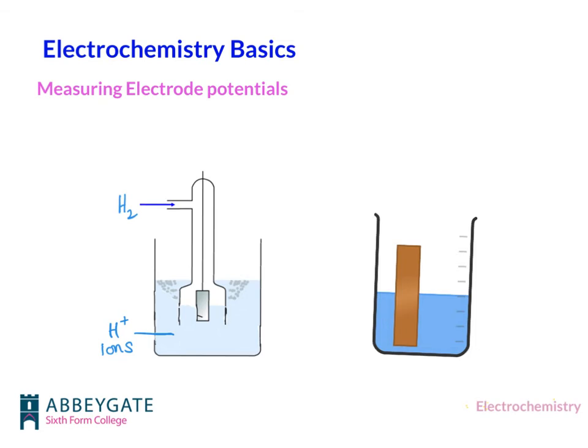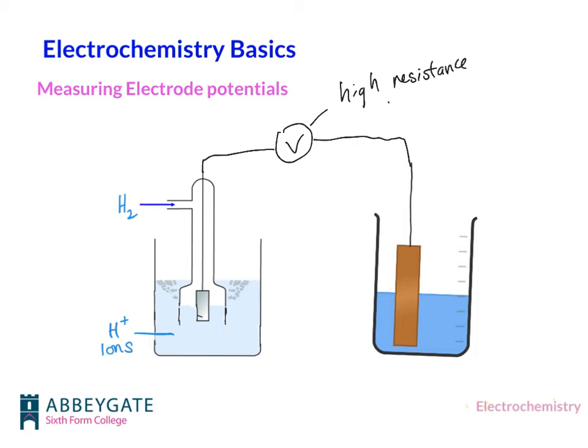So if we want to measure an electrode potential, the easiest way to do it would be to set up your half cell alongside a standard hydrogen electrode. And what you would then do is, using crocodile clips, you would connect up both cells to a voltmeter to measure the potential difference. So this would be a high resistance voltmeter. So we connect it up to measure the potential difference.